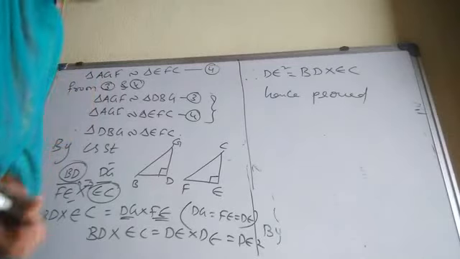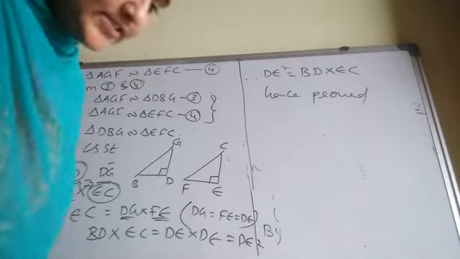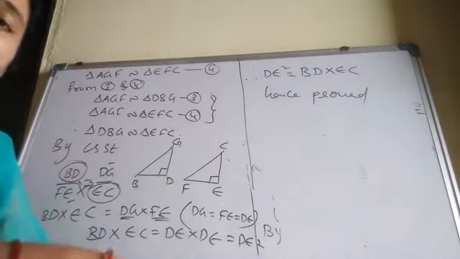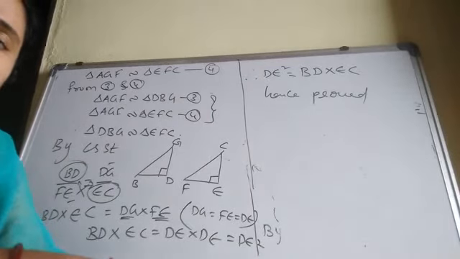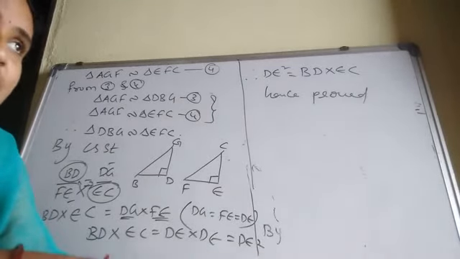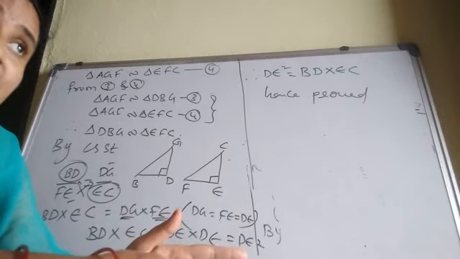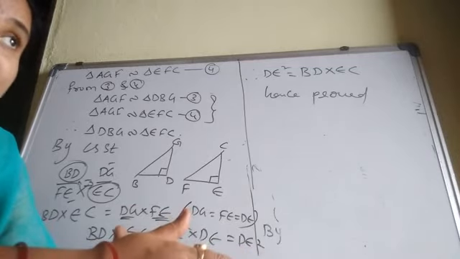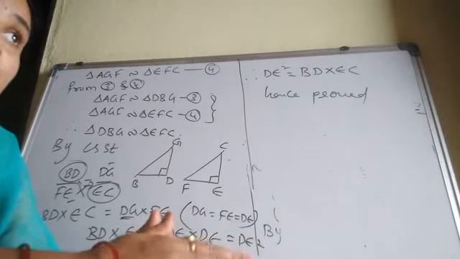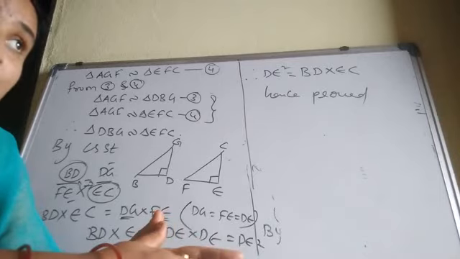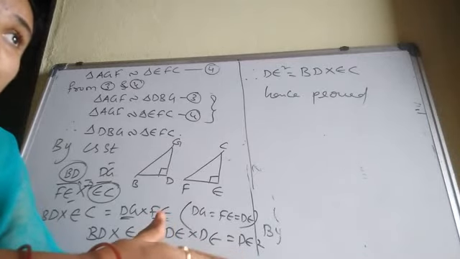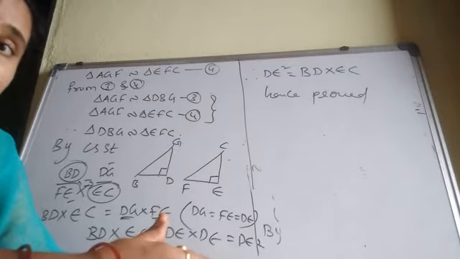Students, by this, your chapter ends here. In this chapter, totally 4 exercises. In every exercise, one topic. In the first exercise, ratio of areas of two triangles with equal heights, with equal bases. Ratio of areas of two triangles is equal to ratio of their bases and ratio of their corresponding heights, and with equal heights and with equal bases.